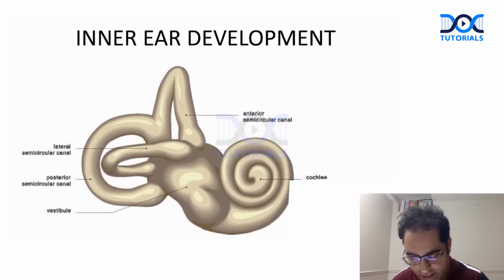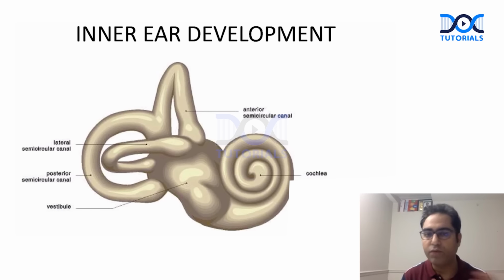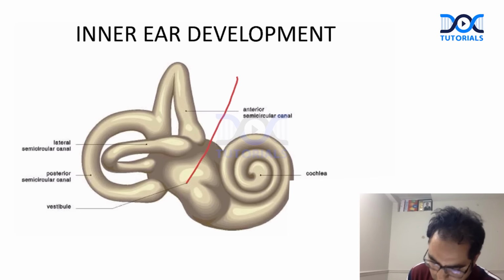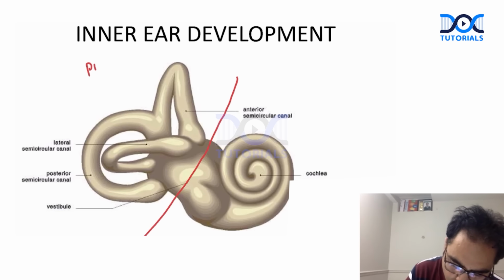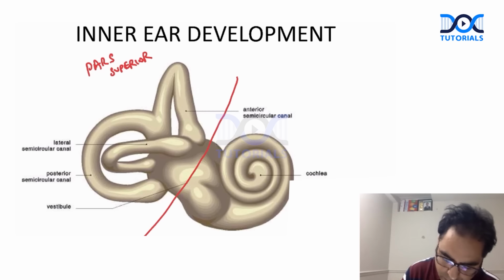Now, next one. Inner ear development. Inner ear is a neuroectodermal structure. It develops from the neuroectoderm. Basically, neuroectoderm makes two components. This is of course the division. This much area develops from the pars superior. Pars superior develops two things. What is that? Semicircular canals and utricle.